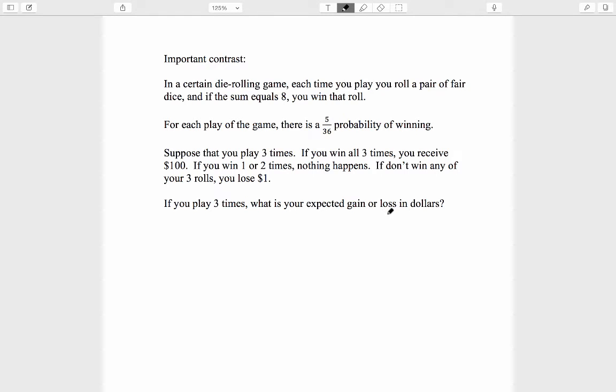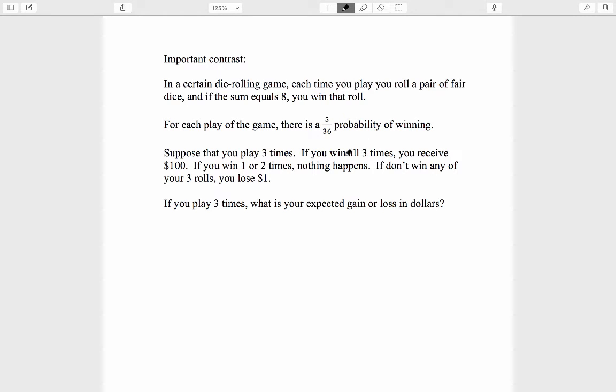That shortcut only applies to the question, what is the expected number of wins? What is the expected number of successes in so many Bernoulli trials? Whatever's being counted as a success, if you're asking how many of them there are, then you can use the shortcut, but otherwise not. Since we can't use the n times p shortcut here, we have to compute the expected value in the usual way.